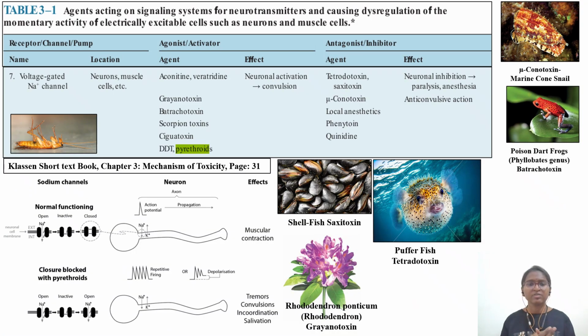The first thing that we come across regarding pyrethroids in the Klaassen textbook is in the mechanism of toxicity chapter. You can see on page number 31 there is a table, table 3.1. This table discusses the agents which act on signaling systems for neurotransmitters and cause dysregulation of the electrical activity of electrically excitable cells such as neurons as well as muscle cells. So let's understand how pyrethroids act. In this table, pyrethroids are listed under the voltage-gated sodium channel. The mechanism through which pyrethroids act is by interrupting this voltage-gated sodium channel.